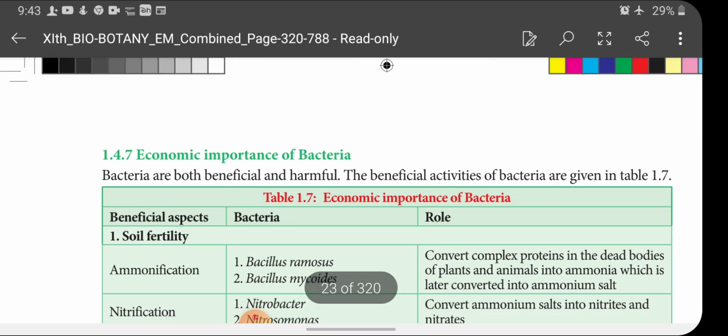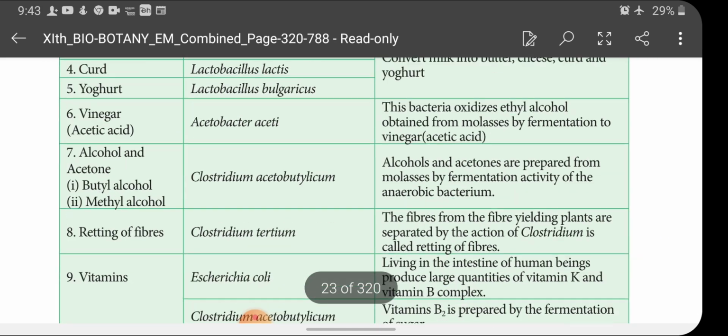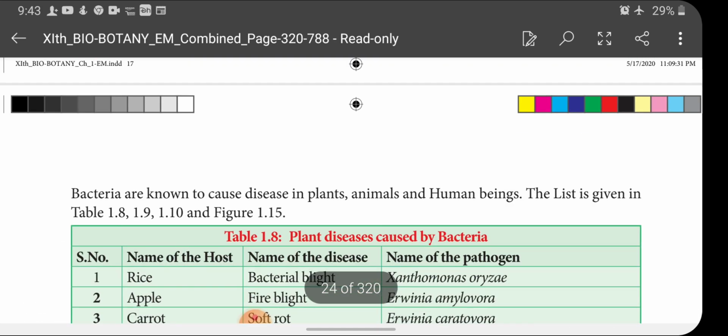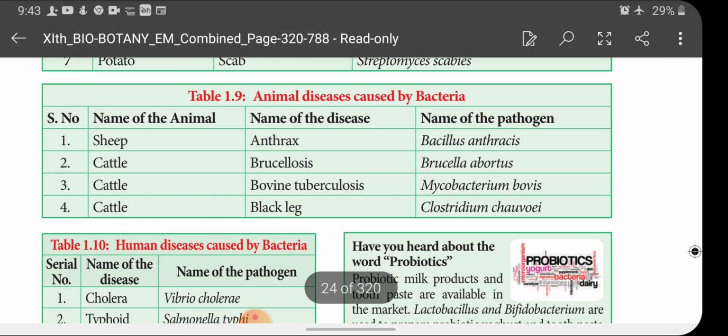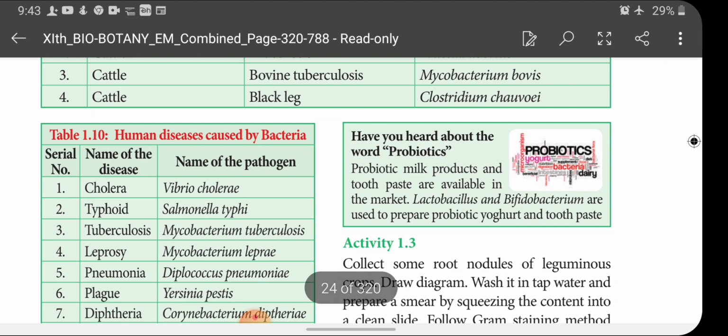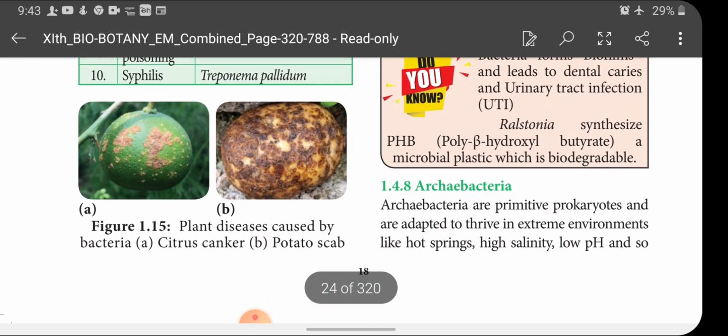Next topic, economic importance of bacteria. Please go through the table column by yourself, children. Then plant diseases caused by bacteria, animal diseases caused by bacteria, human diseases caused by bacteria. Also please do these yourself, children.